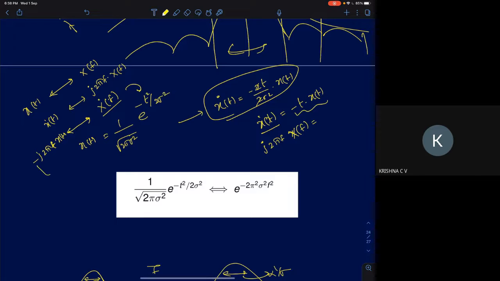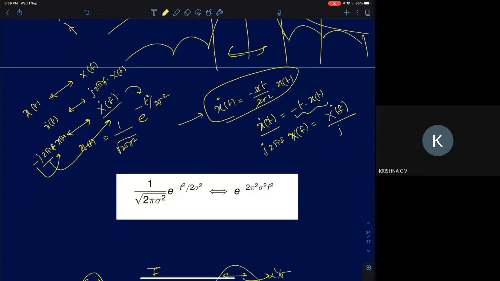You see here, minus t into x of t will have a Fourier transform of x dash of f divided by j 2 pi. So you take this term j to the other side, and there is a factor of 1 by sigma square here, I missed it out. So x dash of f equals, j square is minus 1, so you will get minus 4 pi square sigma square x of f.